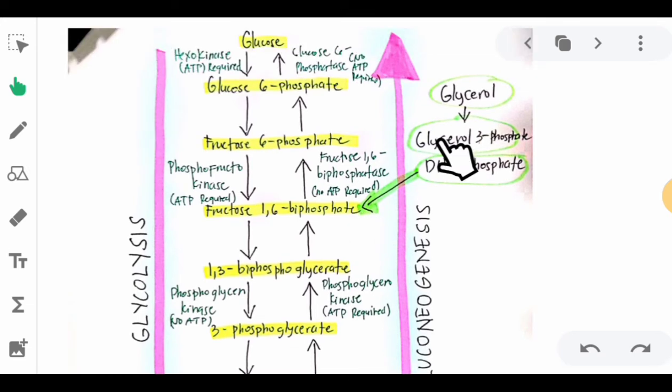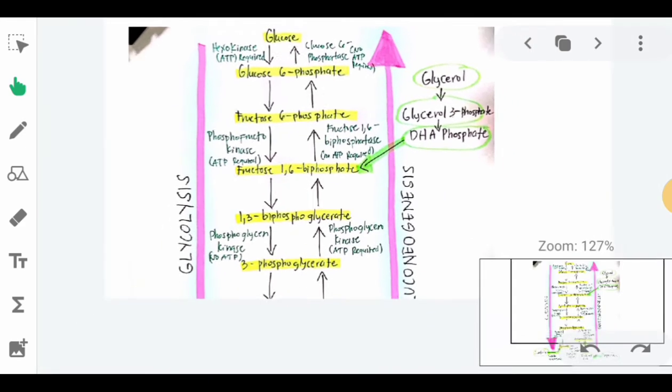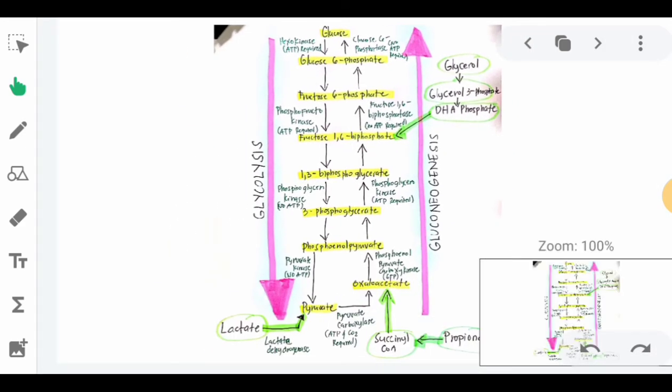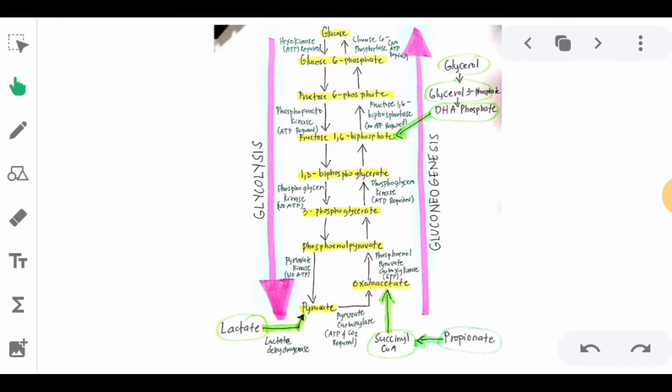Once it has been converted into fructose 1,6-bisphosphate, it will follow this pathway that has been followed by lactate and propionate to be converted into glucose. So that is the pathway for gluconeogenesis for non-carbohydrate materials and for the lactate, which is irreversible in glycolysis but is reversible. The only phosphates and pyruvates that is reversible in gluconeogenesis.